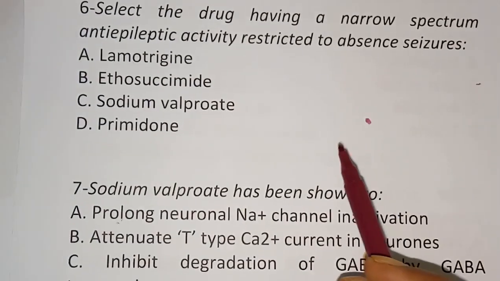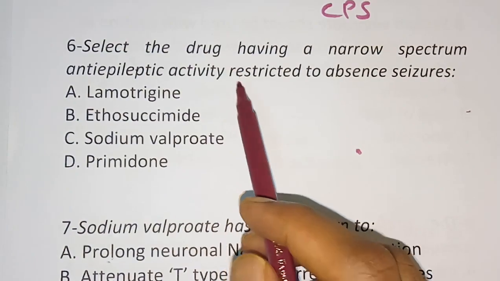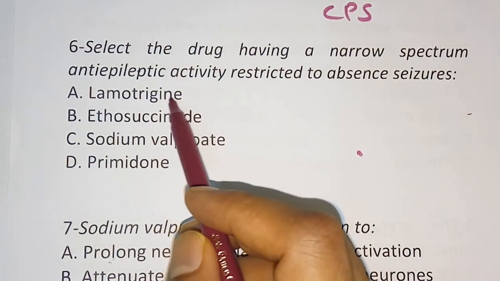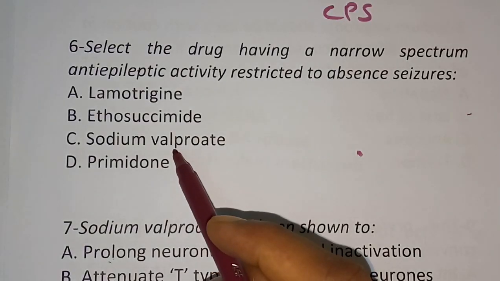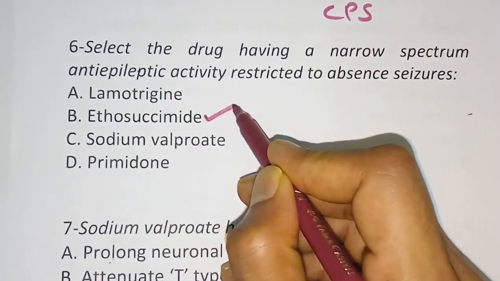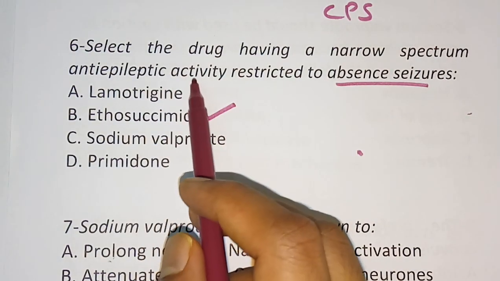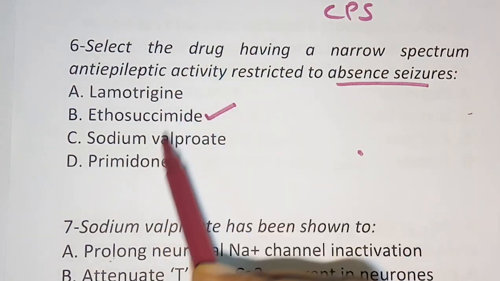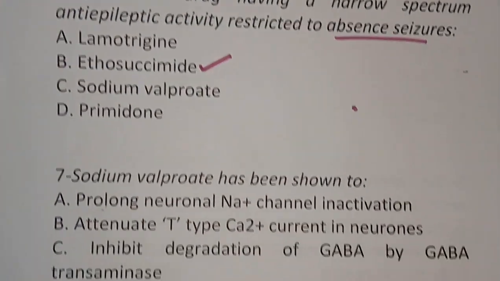Question number 6. Select the drug having a narrow spectrum anti-epileptic activity restricted to absence seizure only. Options are lamotrigine, ethosuximide, sodium valproate, primidone. The correct answer for this 6th question is ethosuximide. Ethosuximide is used in absence seizure and it is a narrow spectrum anti-epileptic. Lamotrigine and valproate are broad spectrum anti-epileptic drugs. Next question, question number 7.